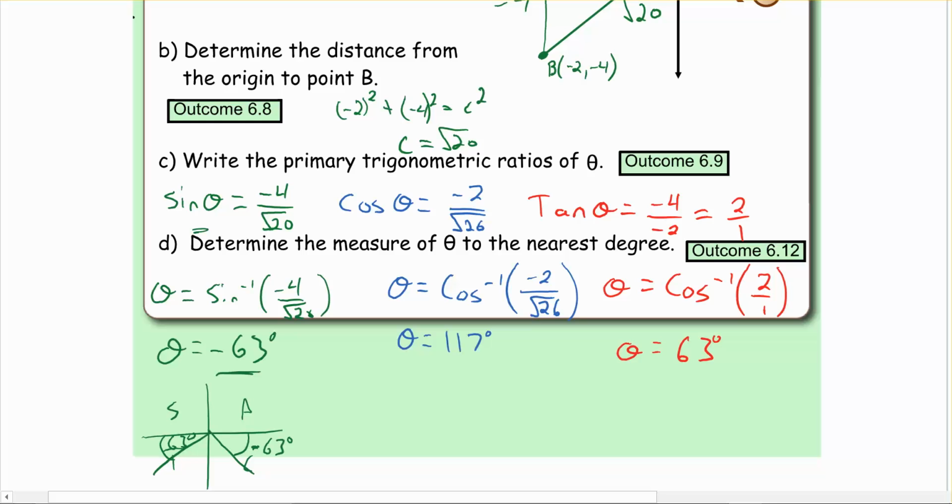But what I wanted to draw your attention to is this 117 degrees. So this is one of the rare situations where it won't give you your reference angle.